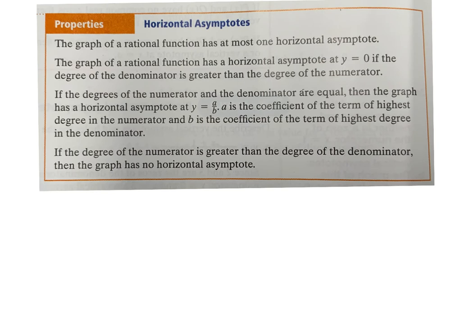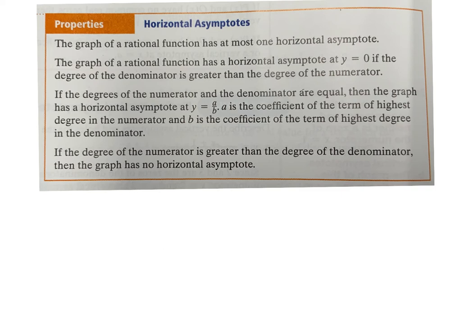At most, you have one horizontal asymptote. That's not true of vertical. You can have many vertical. We've actually seen that, right, where you can have multiple vertical asymptotes. It can have many undefined on the denominator, all right? But for horizontal, you have at most one.